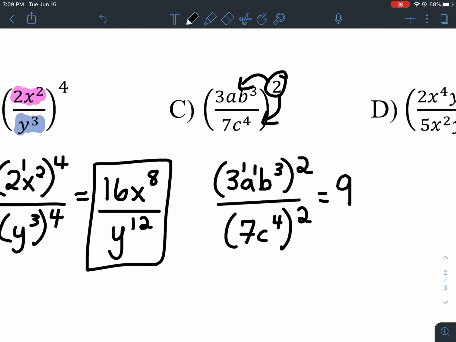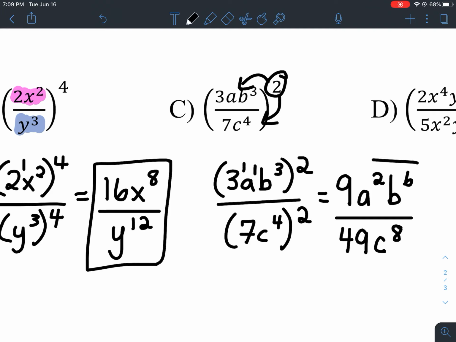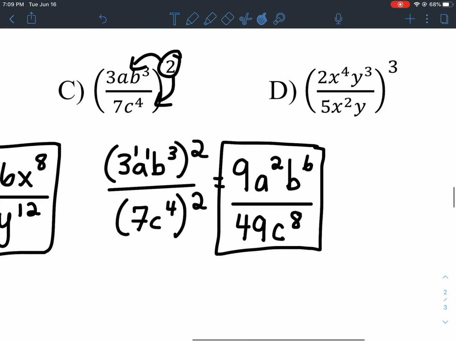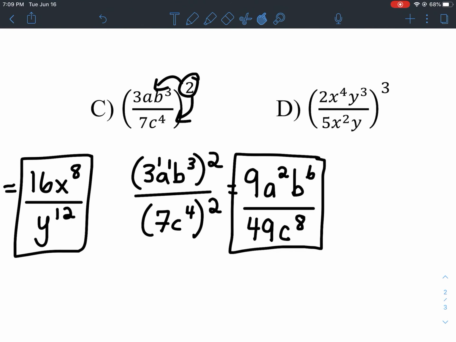There's an invisible 1 as the exponent with a. 1 times 2 is 2, and 3 times 2 is 6. And in the bottom here, we have 7 squared, which would be 49, and we have c to the 8th power. 9 and 49 cannot be reduced. The only common factor they have is 1, and we don't have any of the same bases, so that's it there.